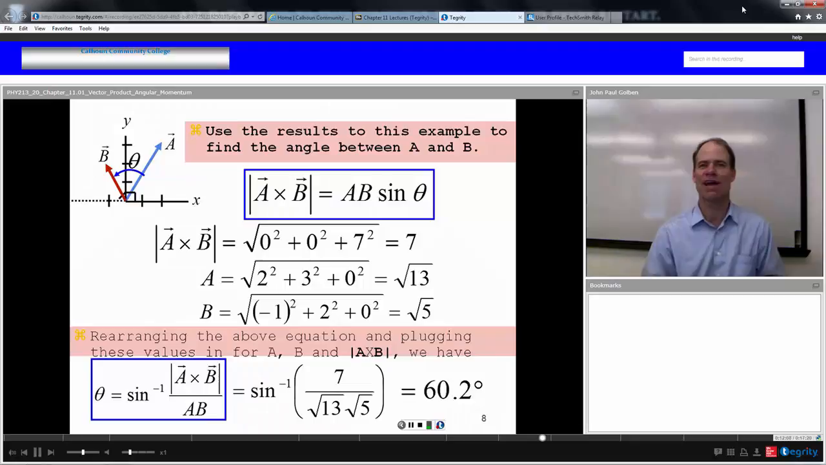So if you didn't have your trusty protractor in your pocket, you could calculate the angle between these two vectors by using the cross product.